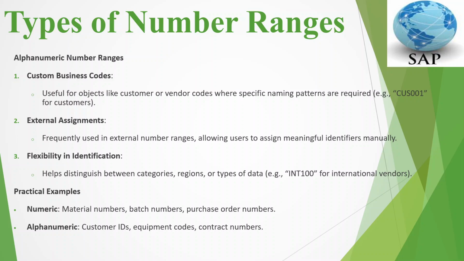Flexibility in identification. It is helpful to distinguish between categories, regions, types of data. For example, INT100 for international vendors. It's like category you differentiate, and it helps you also by looking at the number itself you understand whether the vendor is domestic or international, just because you have given the specific number range patterns in case of alphanumeric number ranges. Now let's see the practical example for both scenarios.